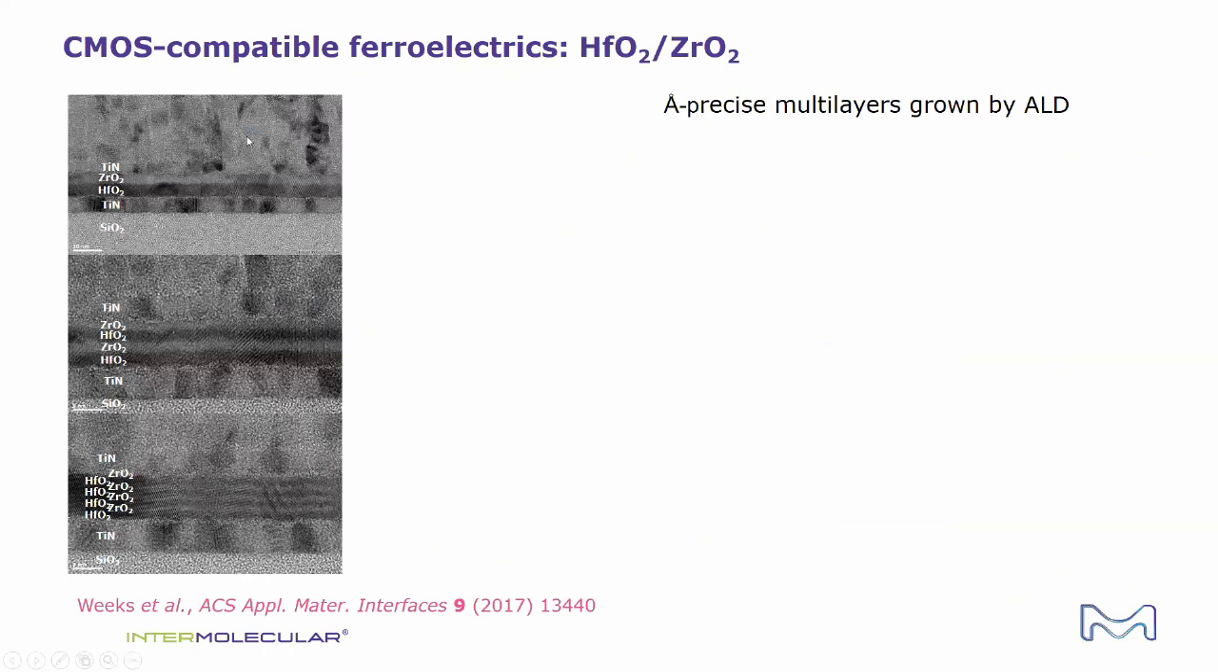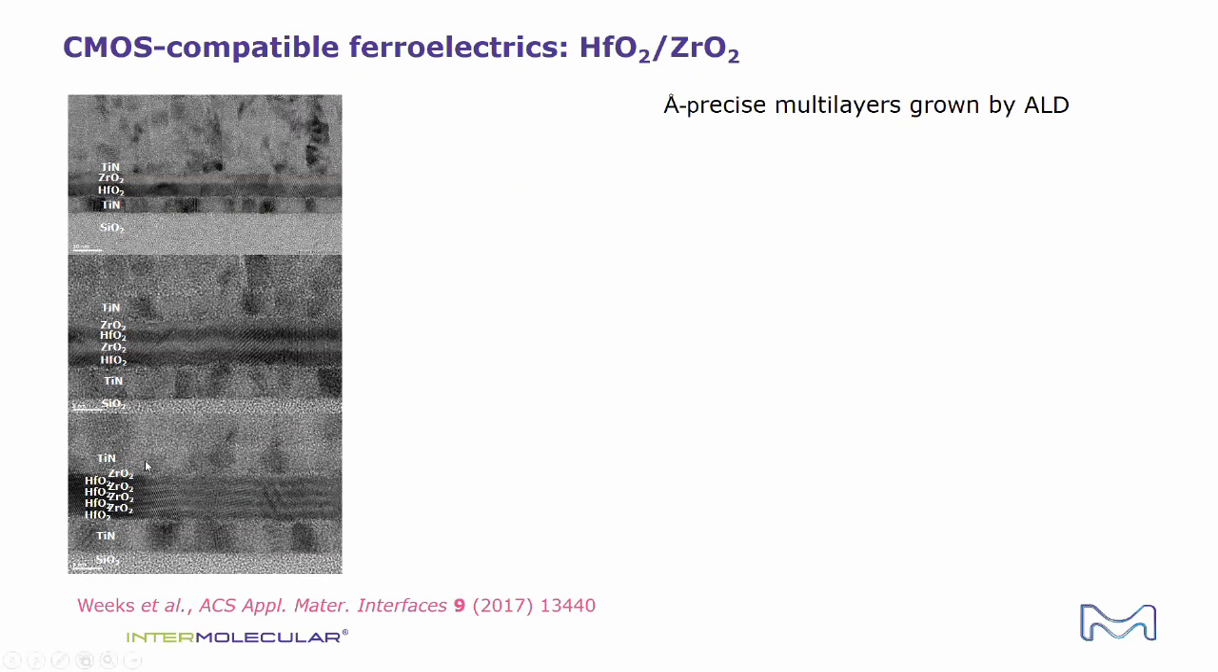This is one example where we made these angstrom precise multi-layers of hafnium oxide and zirconium oxide and compared their ferroelectric behavior to hafnium oxide, zirconium oxide alloys. I should say that hafnium and zirconium oxide are very similar materials. They have similar lattice parameters, similar structures, but their main difference is in their phase stability. There's a lot of different quasi-fluorite-like crystal phases that hafnium oxide and zirconium oxide can take under different conditions and under different sizes, which I'll show in a second. But that just gives a broad overview of why we're working with these materials.